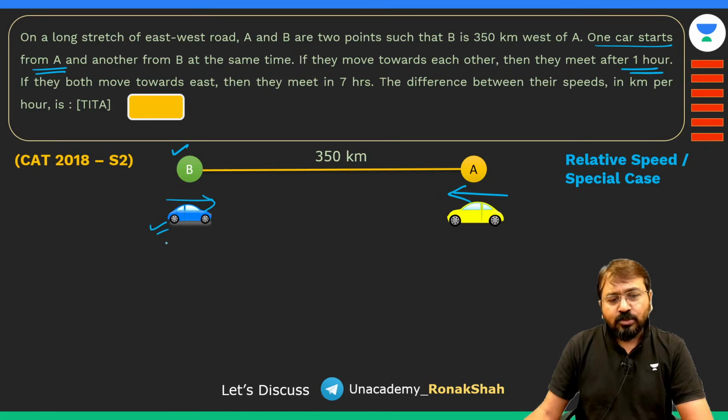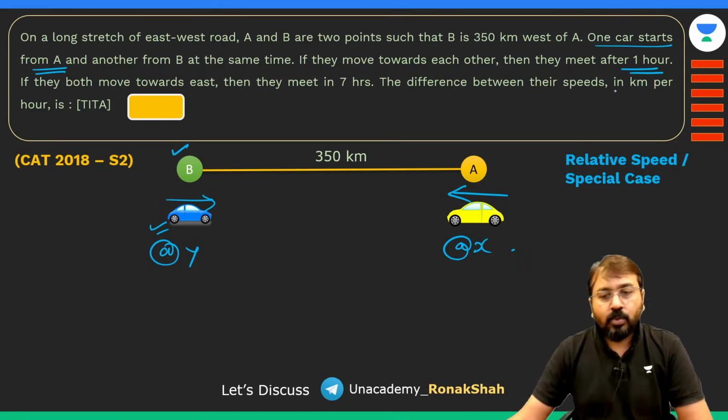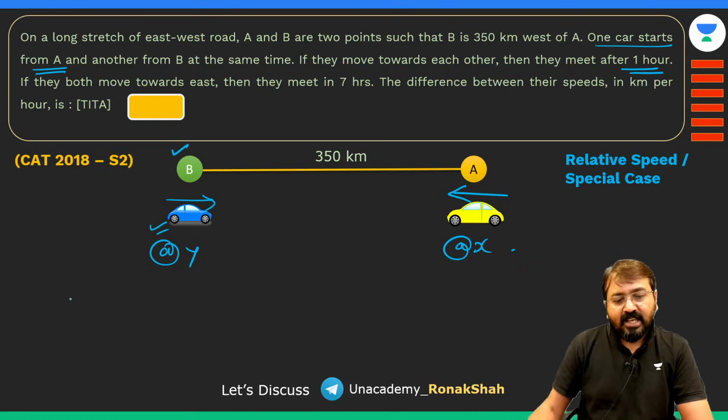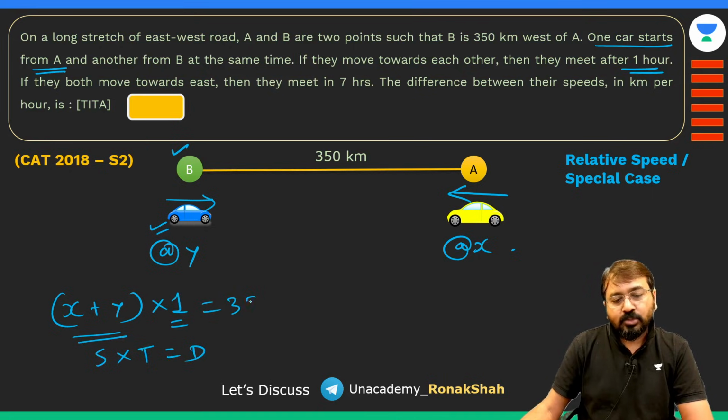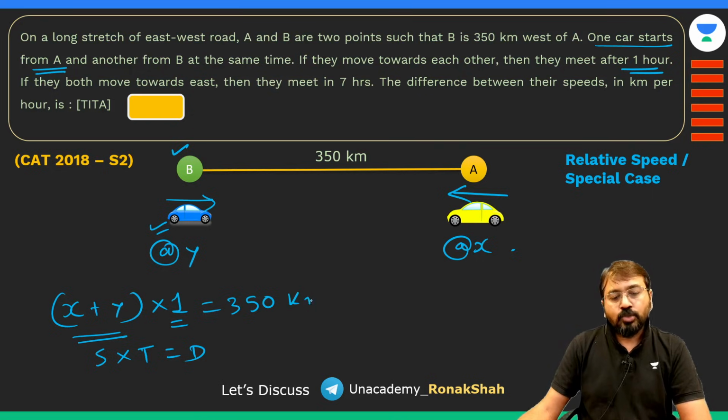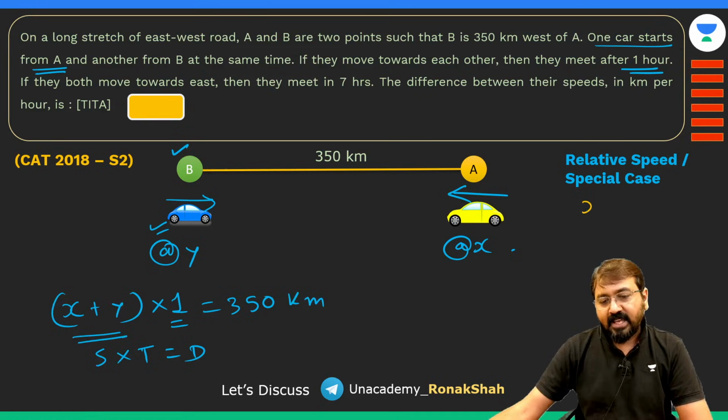Okay, so let's assume that this car is traveling at y kilometer per hour, and this car is traveling at x kilometer per hour. So can we say that the relative speed is x plus y, and in 1 hour, we know speed into time is equal to distance. So this is the relative speed, this is the time. So they cover this total distance of 350 kilometer. So I can make a very simple equation over here. Let me use some different color. So I can say x plus y is equal to 350.